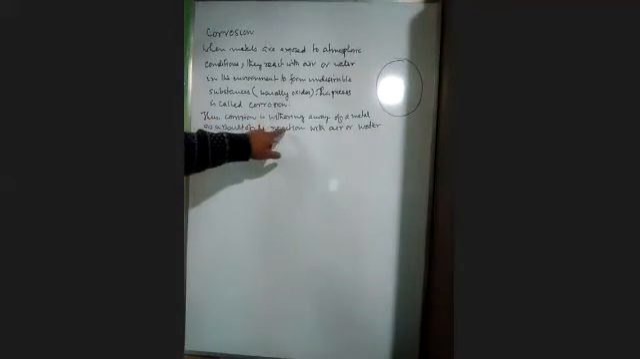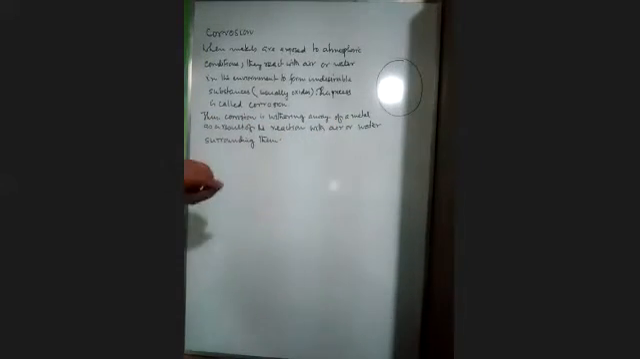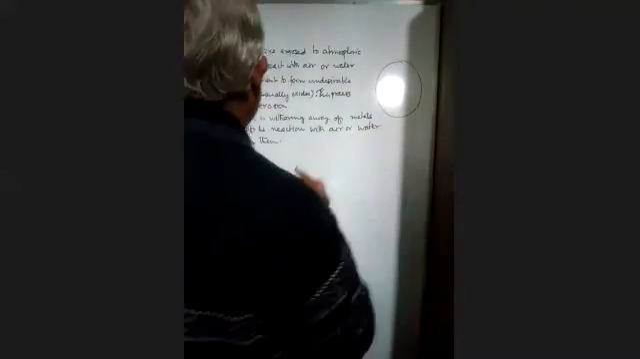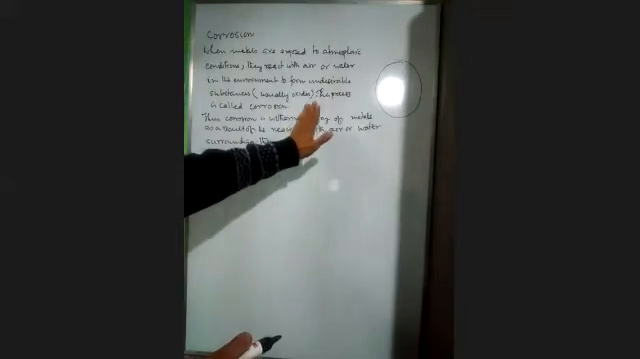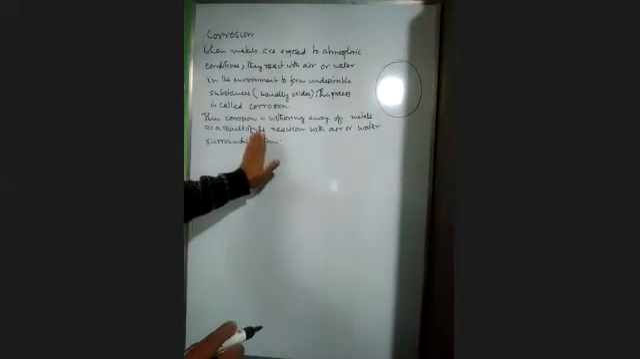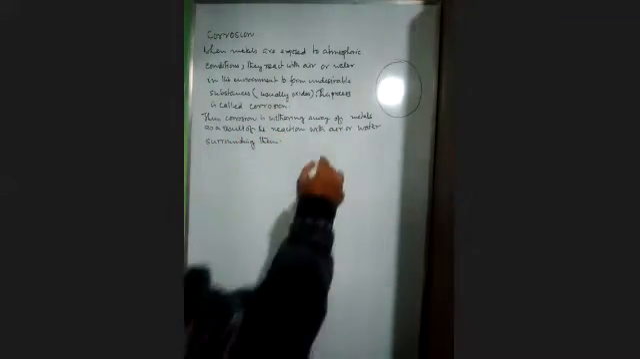Sir, can you read out loud from thus corrosion is withering away of metal? Corrosion is withering away of a metal. I will not write here metal, of metals. Thus, corrosion is withering away of metals as a result of the reaction with air or water surrounding them. Thank you, sir. Okay.